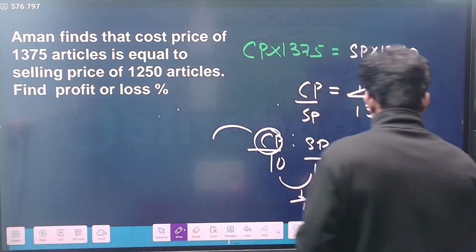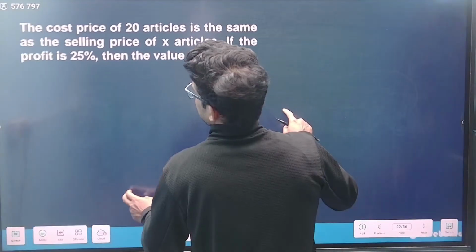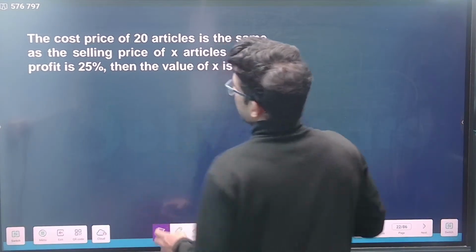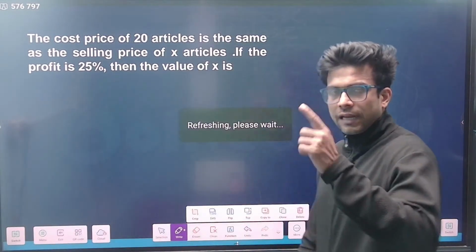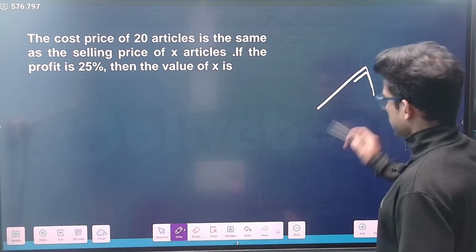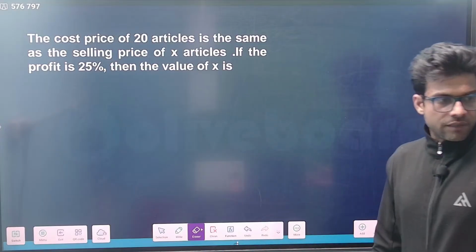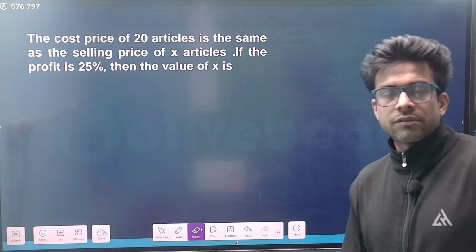So let me go for the next question. And do not forget the triangular series which I have guided you about. I'll again revise it later on. So come on, try this question.